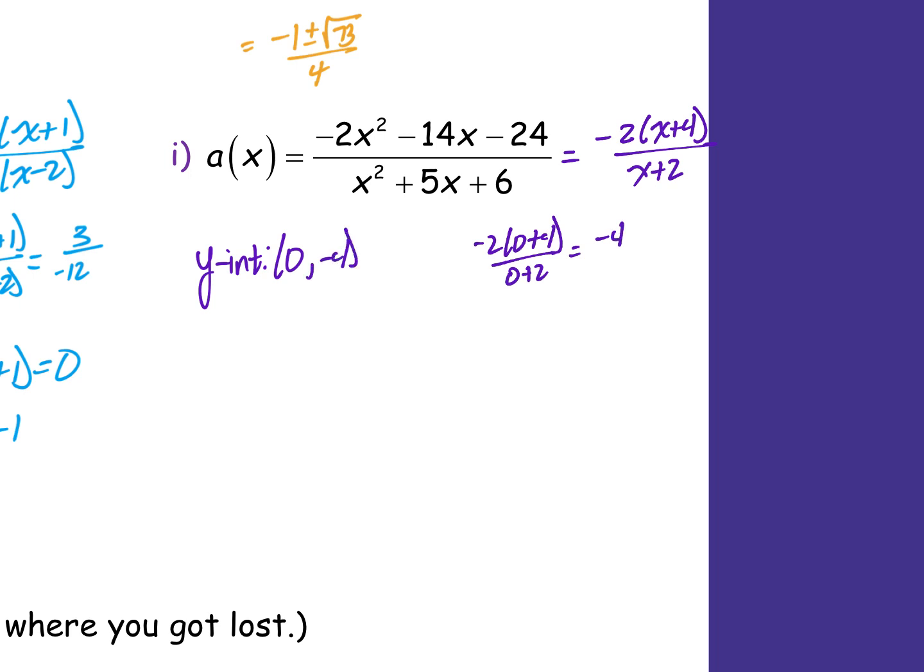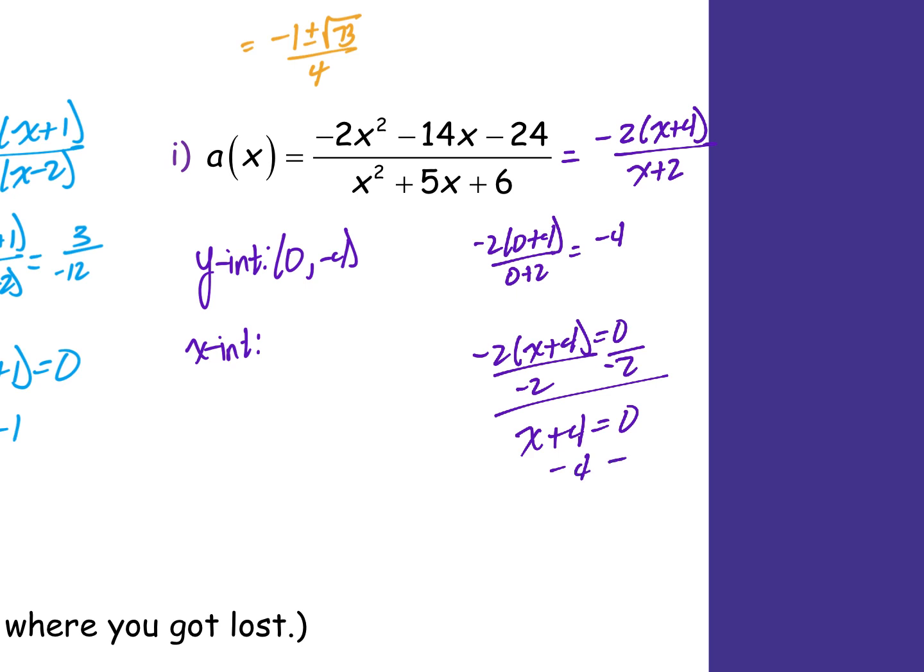And my x-intercept, so I'm going to take my numerator, negative 2 times x plus 4, set it equal to 0, divide by negative 2, x plus 4 equals 0. So negative 4, 0. Done. Questions? Okay, that's it. That's how I find my x and y intercepts.